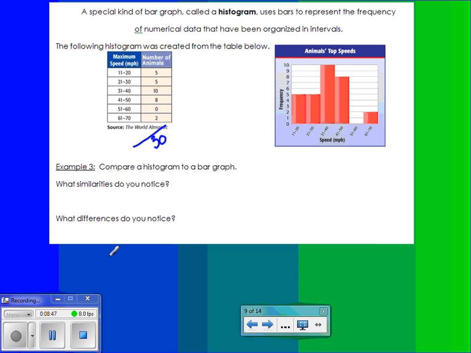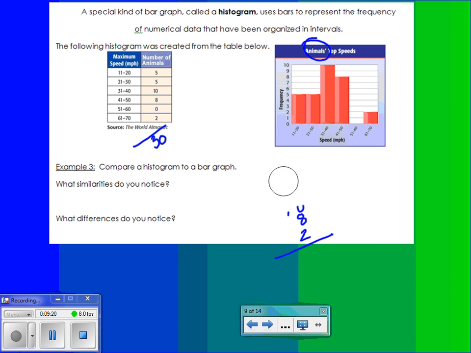If you need to know how many things you're looking at in a histogram, you're going to count up the frequency. If this table wasn't here, we'd come over to the histogram and say, okay, this one's 5, and this one's 5, and this one is 10, and this one is, what does that look like, 8, okay? And then we're going to add up the frequencies to find out how many animals there are, okay?